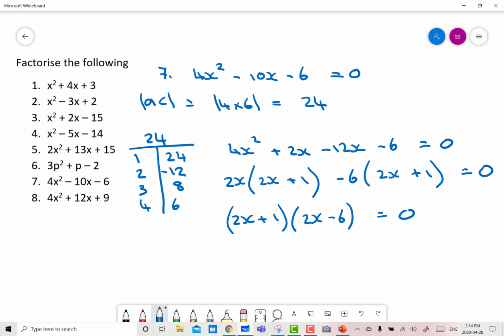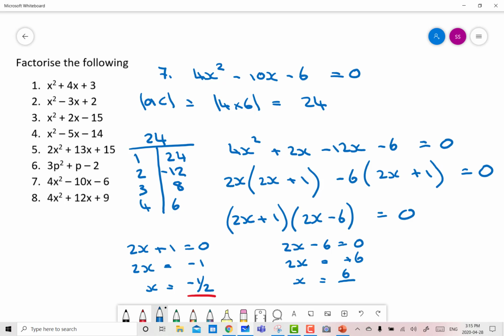So, as a quick aside then, the values of x are going to be 2x plus 1 equals 0, which is 2x equals minus 1. So x is minus 1/2. There's the answer, or one of the answers, for my x. Then on the other one, we'll have 2x minus 6 equals 0. So 2x equals plus 6. So x equals 6 divided by 2, which is equal to 3 over 1, which is just 3. So there are my two answers for number 7. x is either equal to negative 1/2 or plus 3.